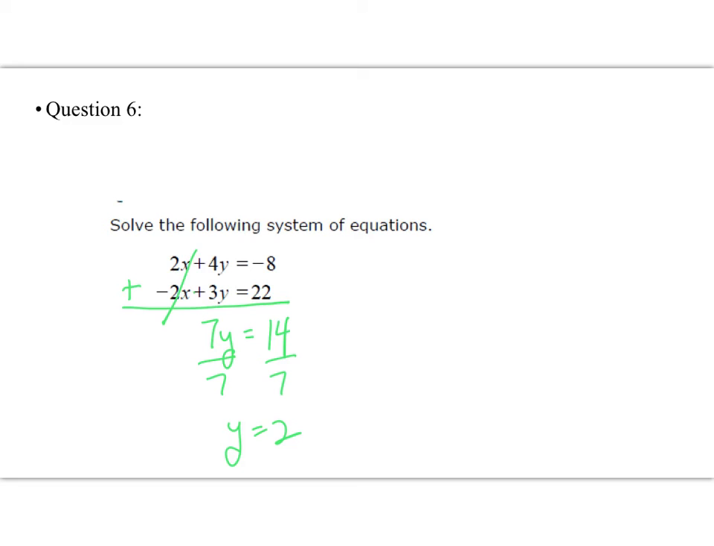Now be careful. When you have to solve the systems of equations, you need both an x and a y value. So your y value is 2. You have to find your x value. So pick one of the equations. So let's do the first one.